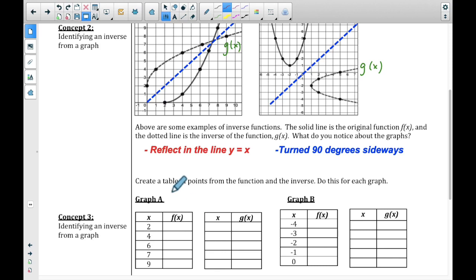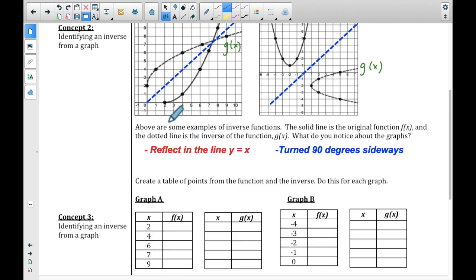Okay, the next thing I want you to do is create a table of values, a table of points, from the function and the inverse. Do this for each graph. So in other words, if this is f of x, and I picked some points that went through so you could do it a little bit easier.